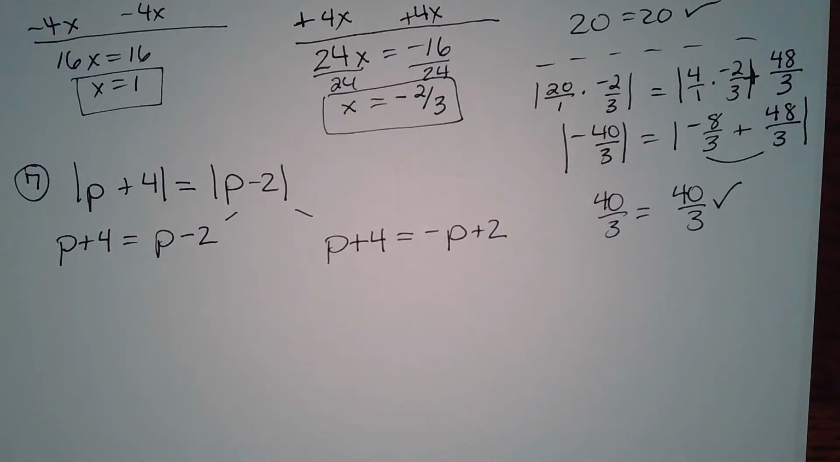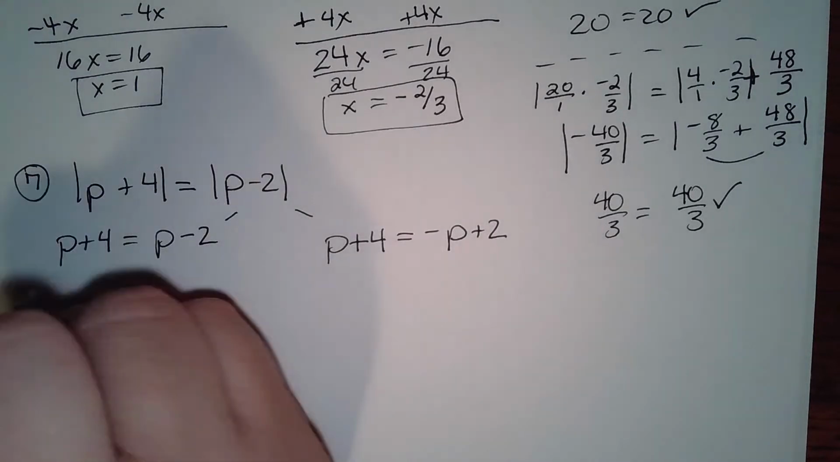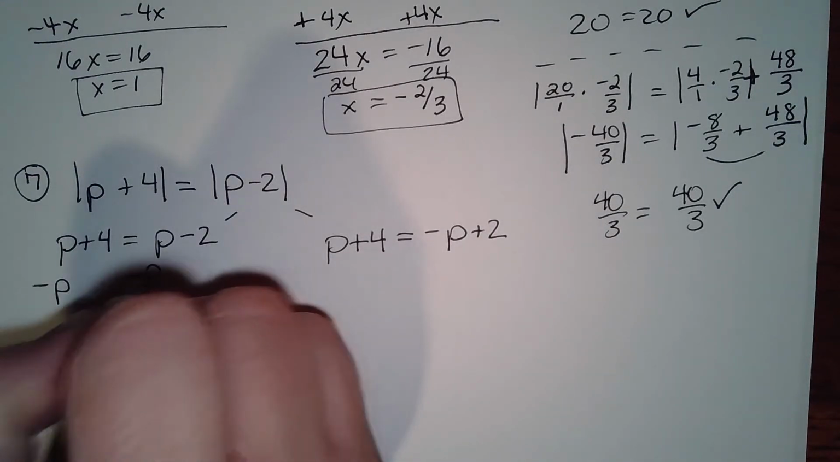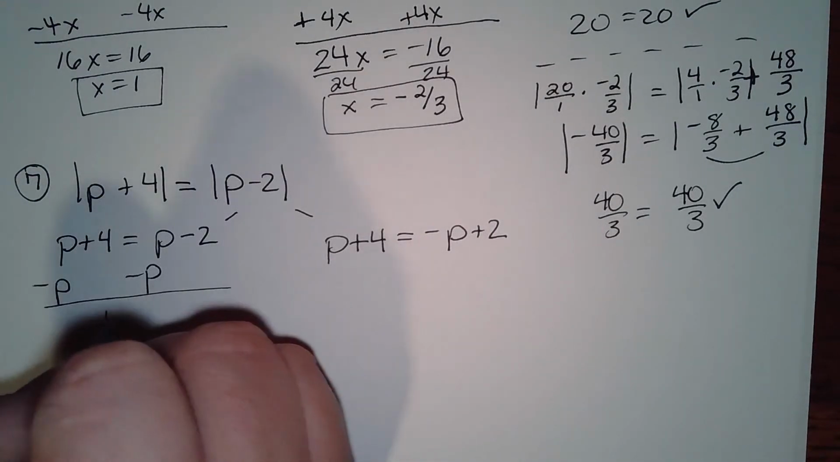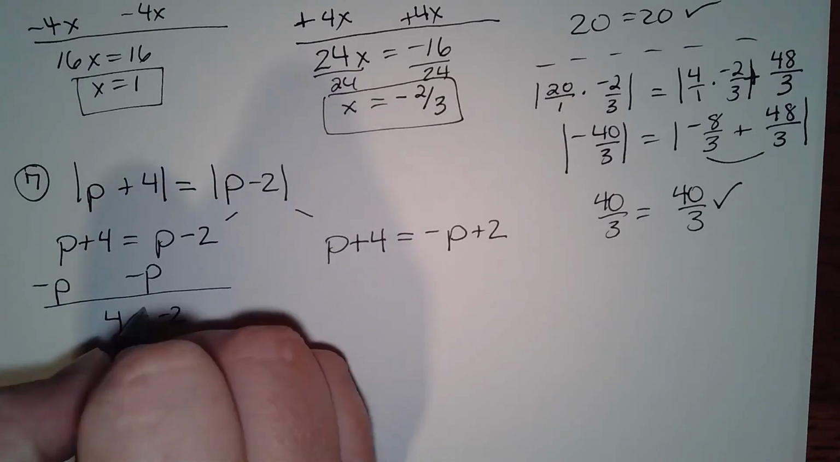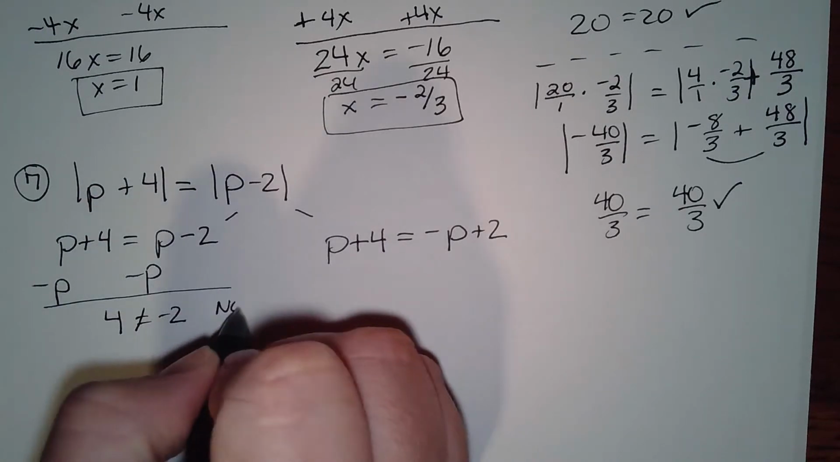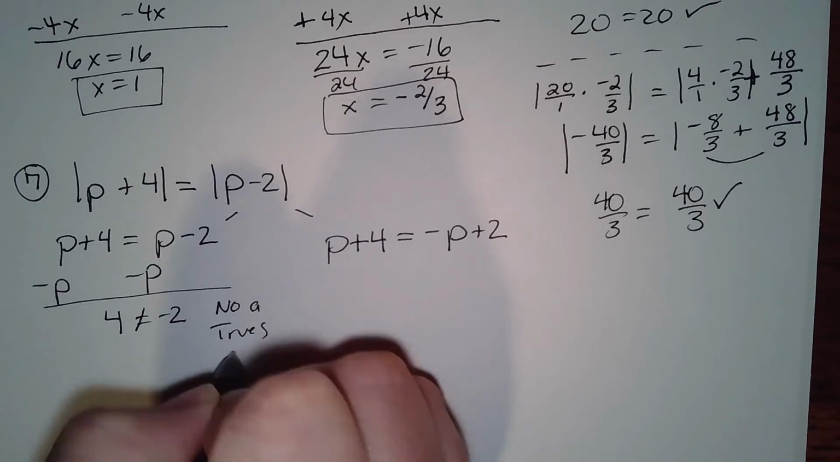So the next thing I'm going to do here is solve. Watch what happens with the first one. You subtract p from both sides, and the p drops out, and you're left with 4 equals negative 2, which is not a true statement.